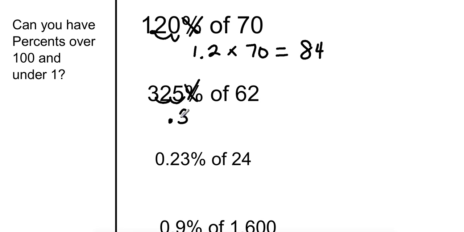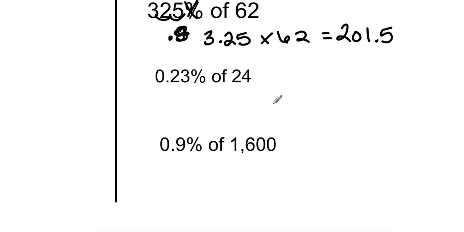So 3.25 times 62 would give me, because it's 325%, so 3 of the 62s and then 25% more, 201.5.